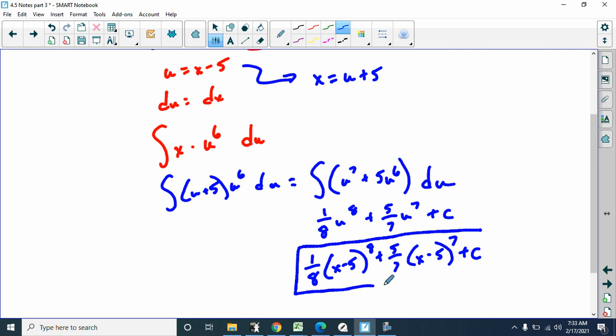That is a perfectly acceptable answer. If you are checking your answer either on Slate or the back of the book, odds are good that they factored out x minus 5 to the 7th from both of these and also factored out something that goes into both of those. I would just leave the answer like that. That's no problem.